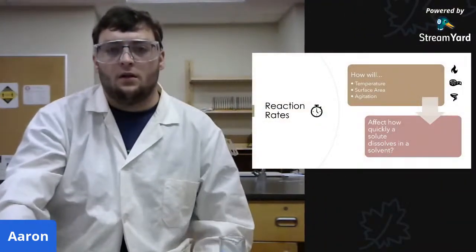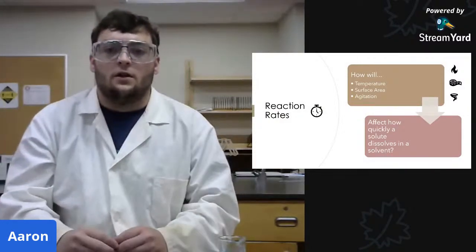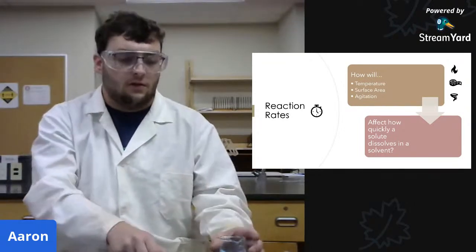So that's how solutions are formed and how we can dissolve substances. But how can we change the rate at which these substances dissolve? Well, certain things like temperature, surface area, and agitation will affect how quickly a solute dissolves in a solvent.